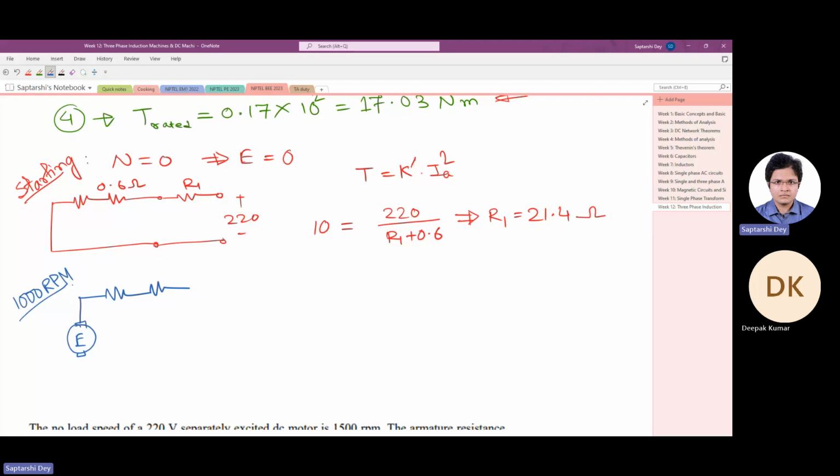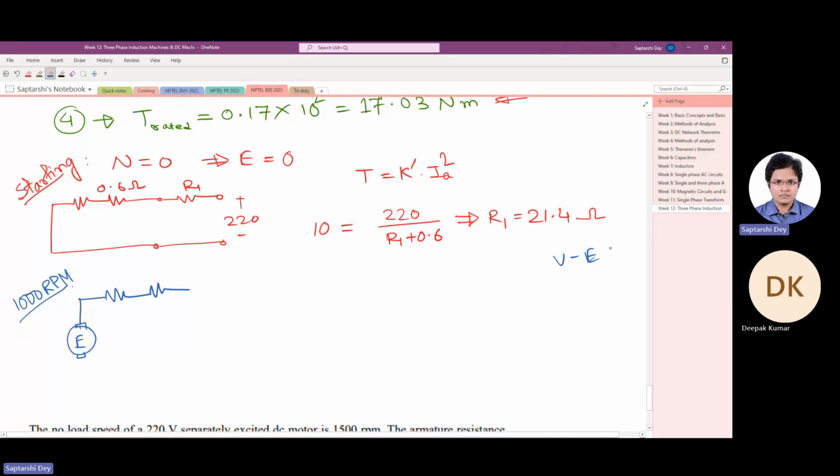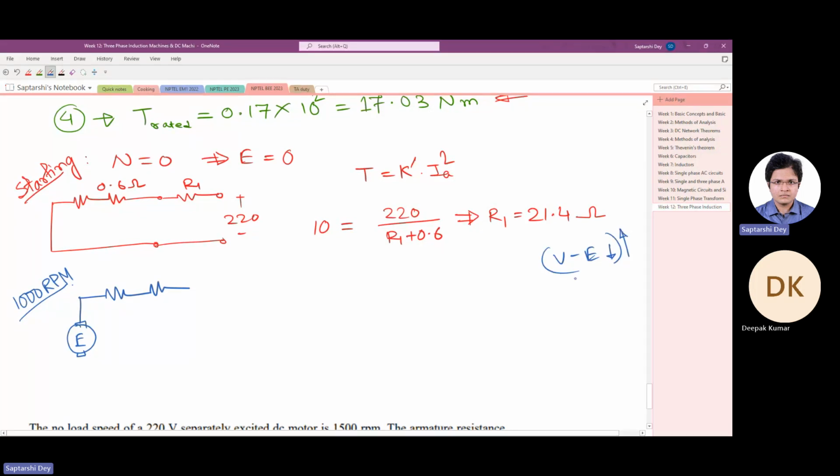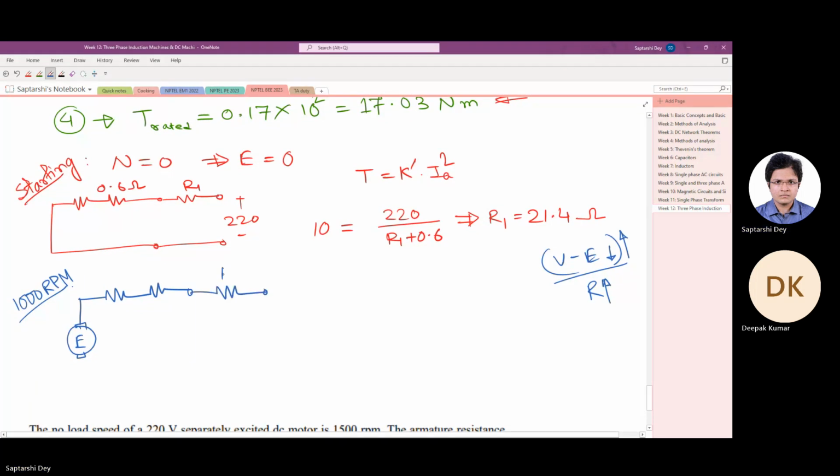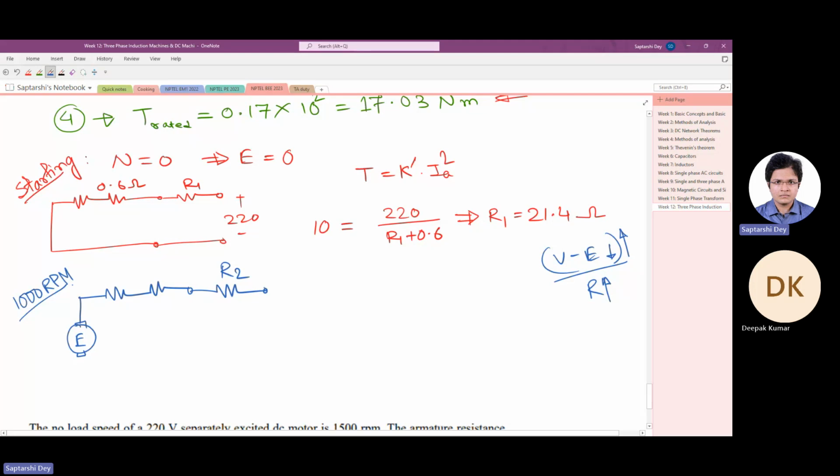So 1000 rpm means the machine back EMF has now reduced from the rated value. But we want the same current. So E has reduced, so V minus E has increased. But we want the same value of current. So this R must be increased. That is why we have to connect another resistance R2 in order to get the rated torque at 1000 rpm. Without this R2, we get it at 1200 rpm.